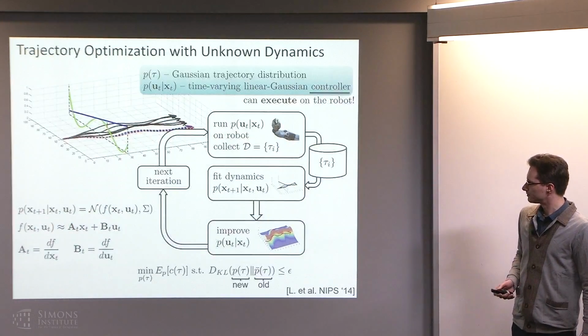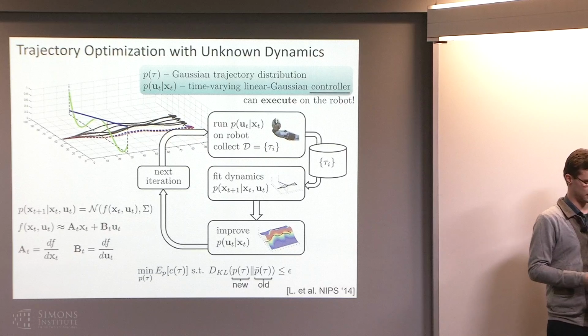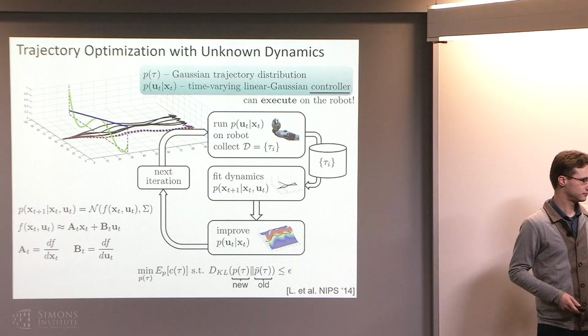Sorry, what's tau here? Trajectory. So tau is state, action, state, action, state, action. Sequence. Yeah.